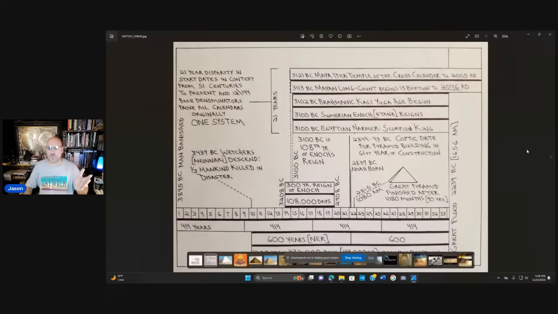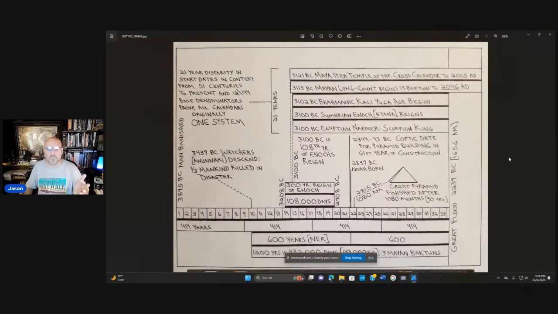Here's a much better chart. I don't know why I was looking at that chart. This is a much better chart showing the same thing. All these ancient calendars and all these belief systems, Scorpion King, Egyptian Narmer, Sumerian Etana, who was Enoch, all this right here was basically the same period of time.